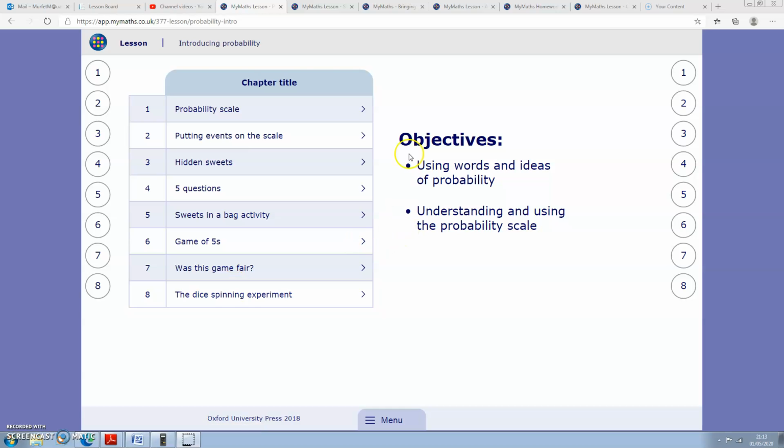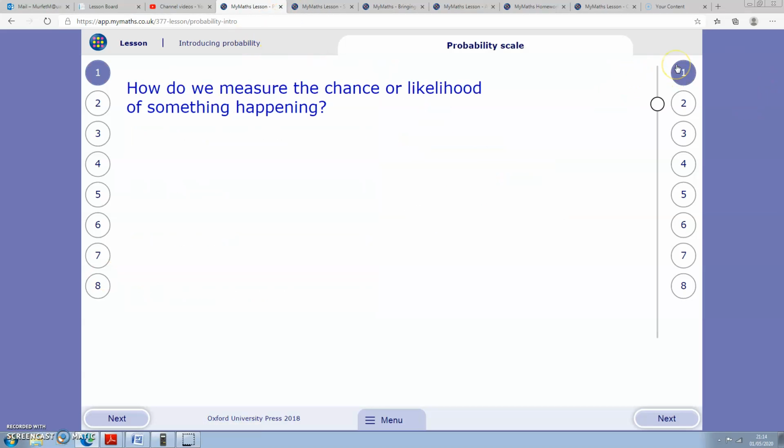Hi all, we're going to look at introducing probability. I'm going to run through it as if I was doing it myself as a student, so please feel free to follow along. Pause the video when we get to a question that you need to answer yourself if you want to have a go before I go through and complete it. Okay, so introducing probability.